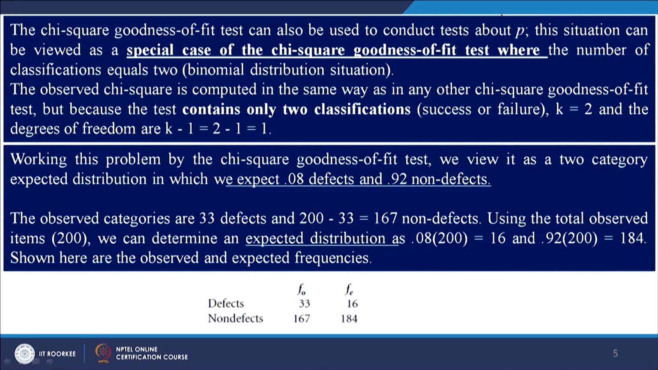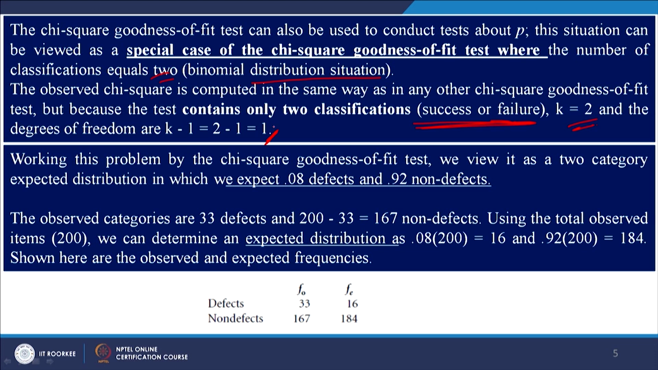Okay. This type of situation can be viewed as a special case of the chi-square goodness of fit test, where the number of classifications equals 2. So, it is a binomial distribution situation. There are just two classifications, which are success and failure. So, here k is equal to 2 and the degrees of freedom would be k minus 1, so this is 1 degree of freedom.